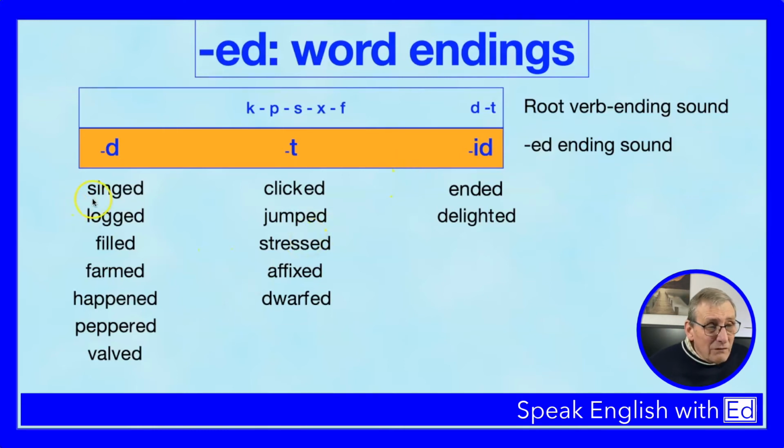So let's go through them. We've got singed, not sing-ed. We've got clicked, not click-ed. And we've got ended, so this is ud, ended, right? We've got logged. Say it again, logged. We've got jumped. Okay. We've got delighted. We've got filled, not fill-ed. We've got stressed, with a T. Then there's farmed.